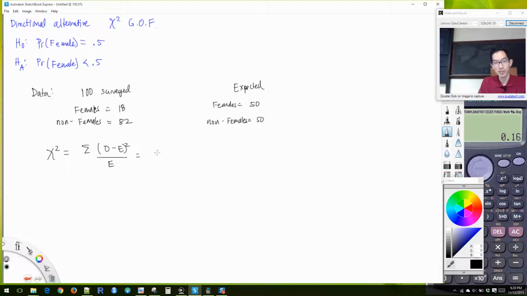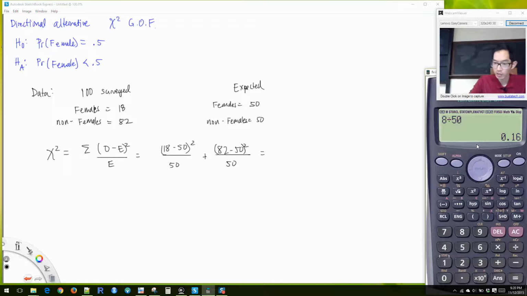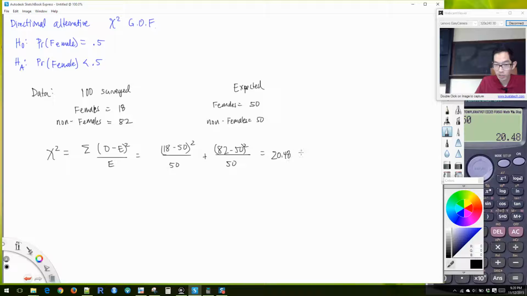Okay, so we just do this difference. We do 18 minus 50 quantity squared over 50 plus 82 minus 50 squared over 50. What is this? 18 minus 50 is 32. 32 squared is 1024. That is a big number. Okay, so we get 20.48, and this one will also be 20.48.